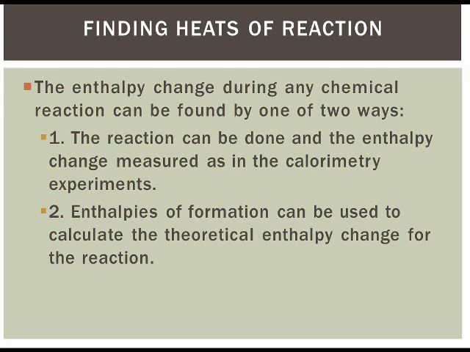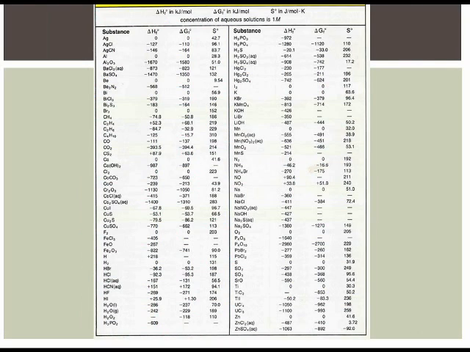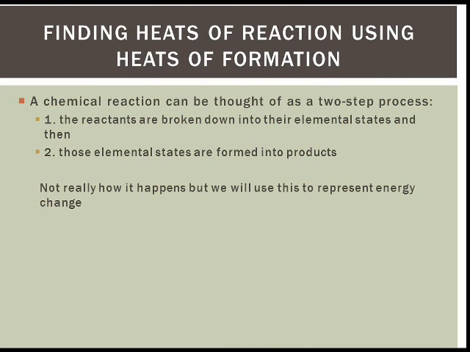Well, we can find the enthalpy change in a couple ways, either by calorimetry through experimentation, or by using the enthalpies of formation, and then we can calculate the theoretical enthalpy. In order to do that, we need to know standard heats of formation, and we find that in a table. Here are some standard heats of formation, delta HF. Here's another table. You can find many heats of formation in many different tables. Let's find heats of reaction using the heats of formation, which we get from tables.